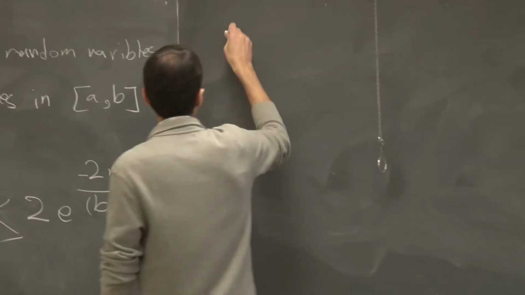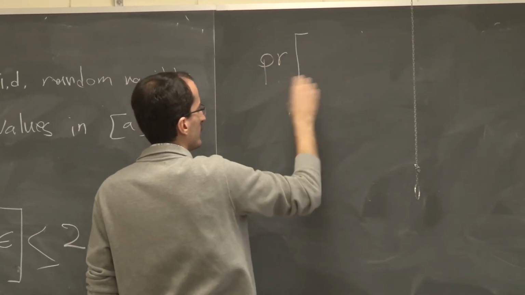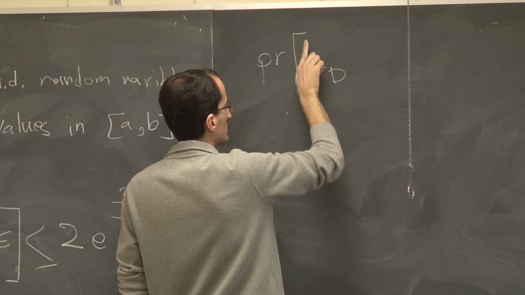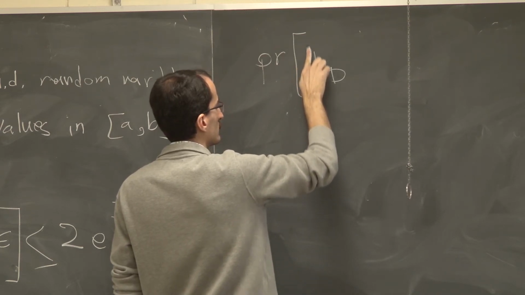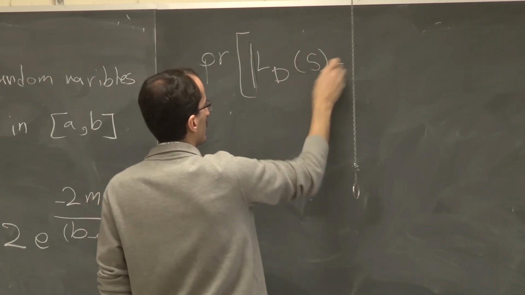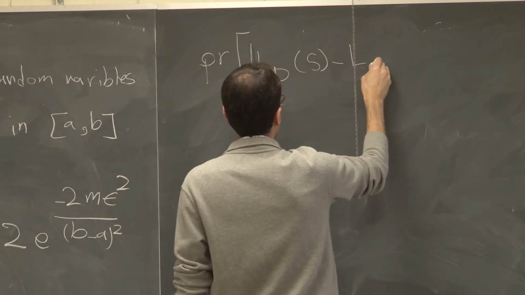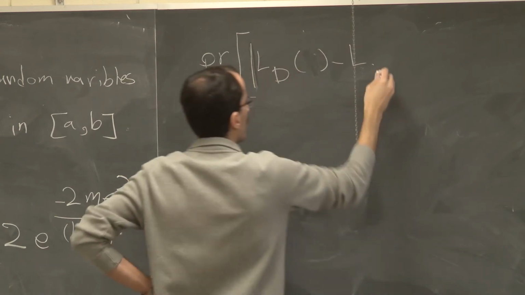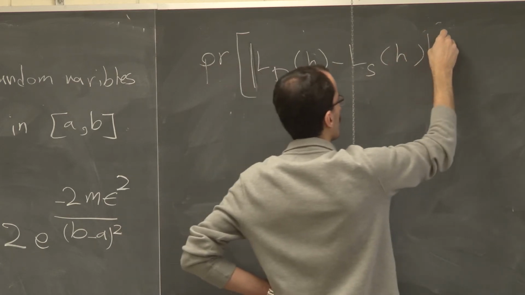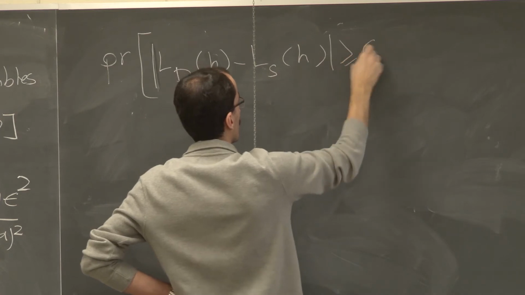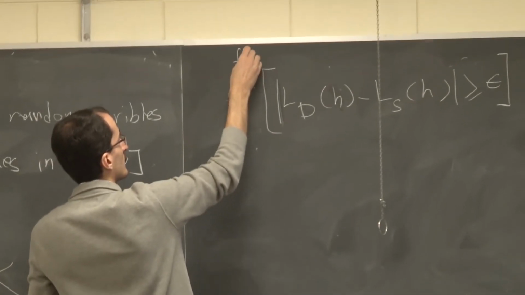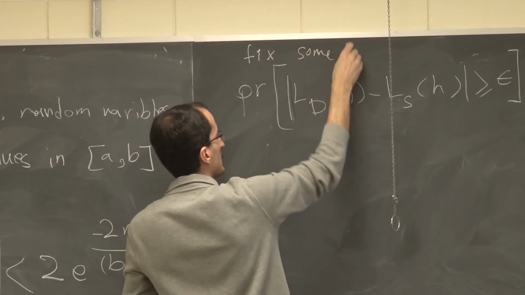So we can say that the probability that LD of H minus LS of H, sorry, that is the quantity, so fix some H.